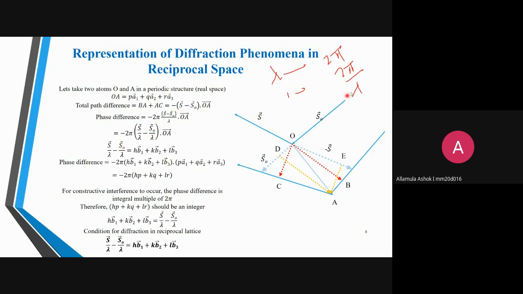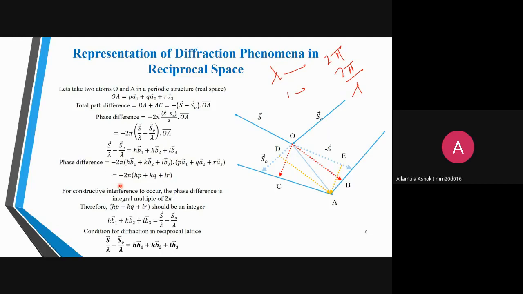And this wave vector, having directions S bar and S naught bar, has a magnitude of 1 by lambda, that is, 1 by length or length inverse. The general reciprocal lattice vector also has a magnitude of 1 by length, and I'm equating these two vectors. Therefore, the phase difference equals 2 pi into, replacing S by lambda minus S naught by lambda with the general reciprocal lattice vector, and upon doing this dot product, we get 2 pi times HP plus KQ plus LR.